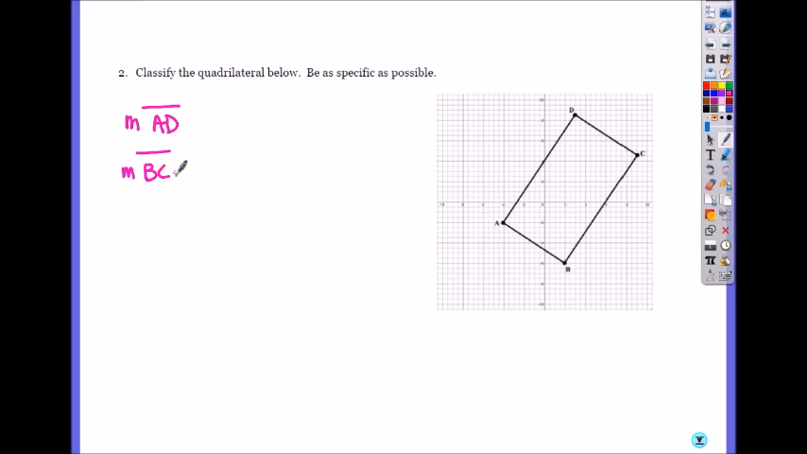A square can have all 90, so still show the length. So only 2 pairs of the opposite sides are congruent, not all 4. So let's find the length first, measure of DC and AB.